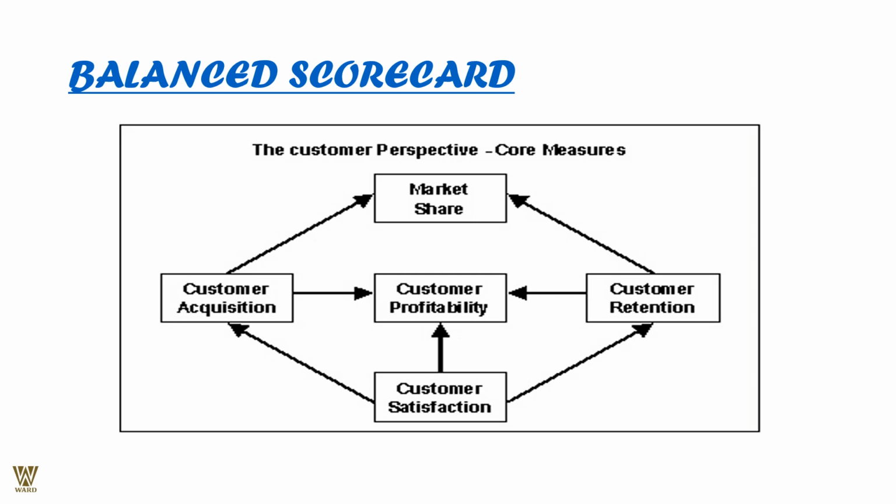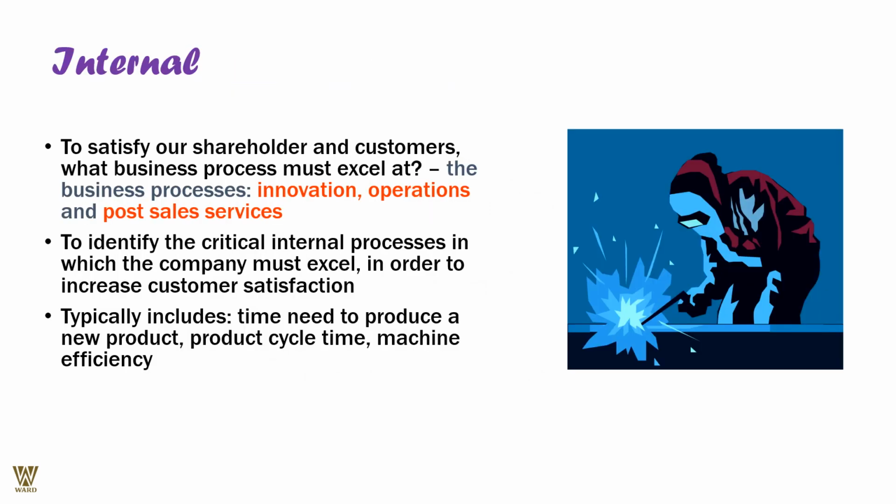Remember, this is what we are trying to drive out here. Internal process to satisfy our shareholders and customers. What business process must we excel in? The business process, innovations and operation, and post-sale services. To identify the critical internal process in which we must excel in order to increase customer satisfaction. Typically includes time needed to produce a new product, cycle time, and machine efficiency. Now, these are internal processes that need to be done around here.